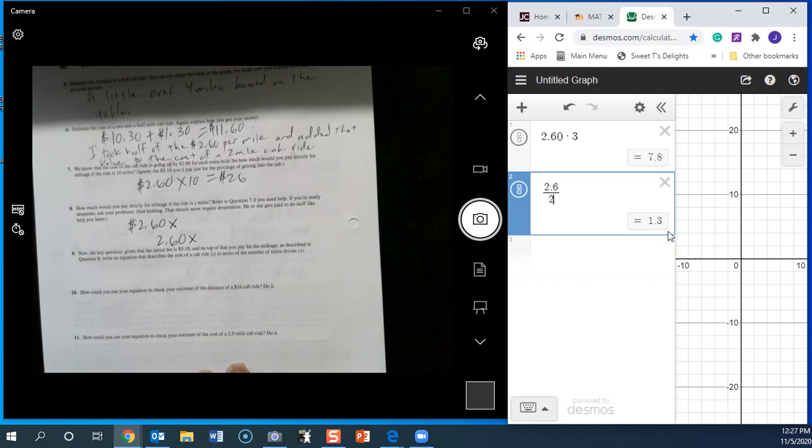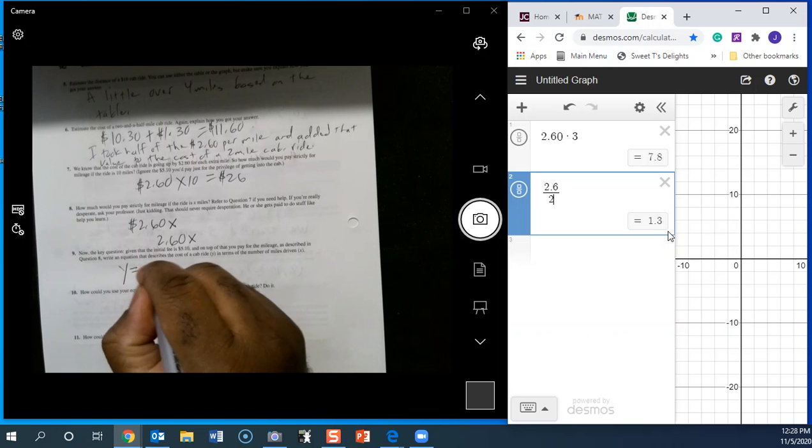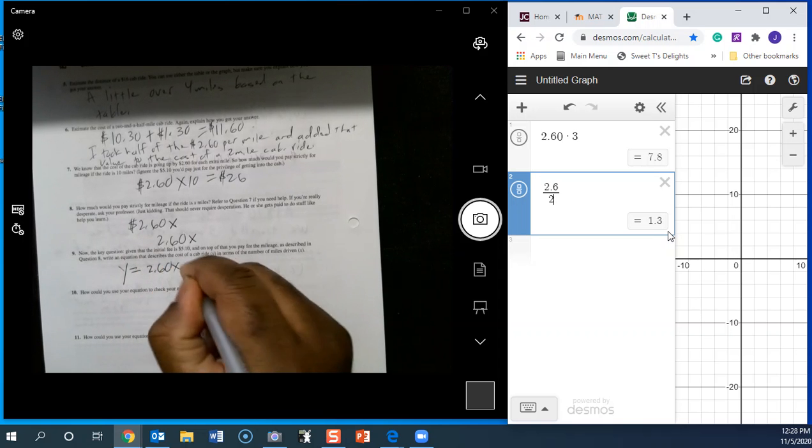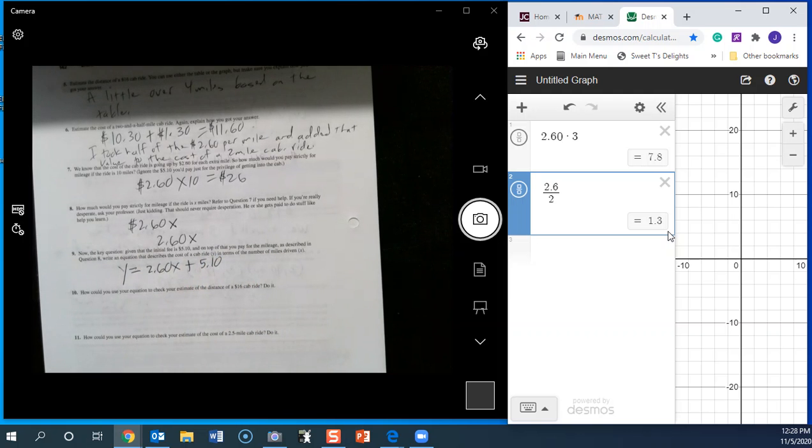Okay, number 9. Now the key question, given that the initial fee is $5.10, and on top of that you pay for the mileage as described in question 8, write an equation that describes the cost of a cab ride, y, in terms of the number of miles driven, x. So basically, we have y is equal to 2.60x plus the $5.10 you pay just to get into the cab.